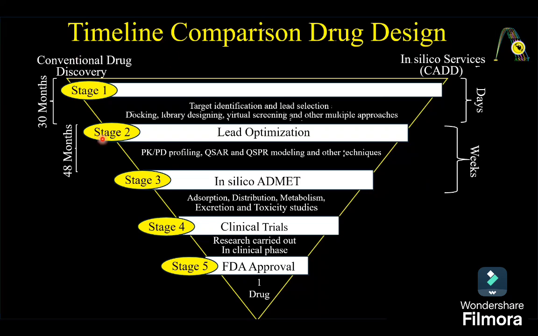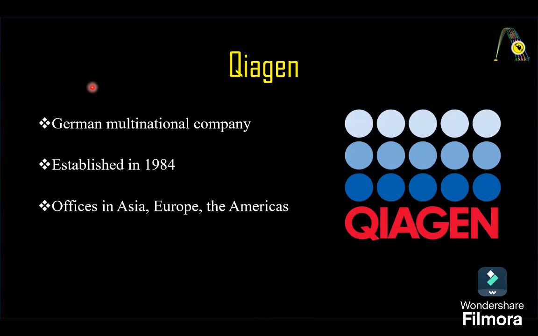That can dramatically reduce the time it takes in stage one and two, and stage three, four, five are still typically done without the use of in silico services. These are still the researcher that will conduct these stages, but because stage one and two are dramatically reduced in the time it takes, the overall drug approval process becomes far more expedited with in silico services, right?